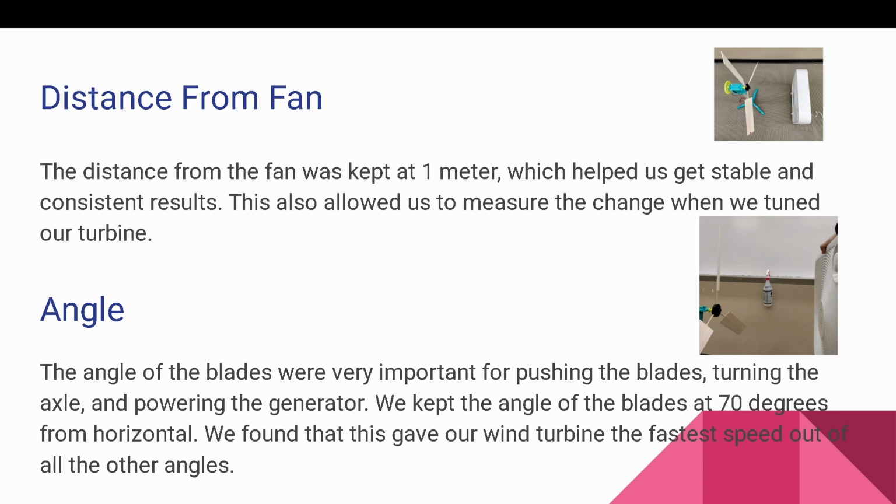The distance from the fan was always kept at 1 meter, which helped us get a stable and consistent result. This also allowed us to measure the change when we tuned our turbine. This variable was kept the same just so we can get stable results and not have any varying results due to the distance. We also kept our angle at 70 degrees. We found out that this was the best for our wind turbine. This gave us the fastest speed out of all the other angles, which allowed us to get the highest power output.